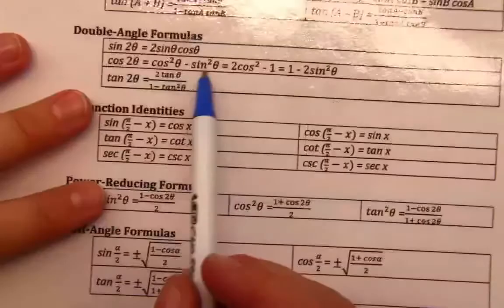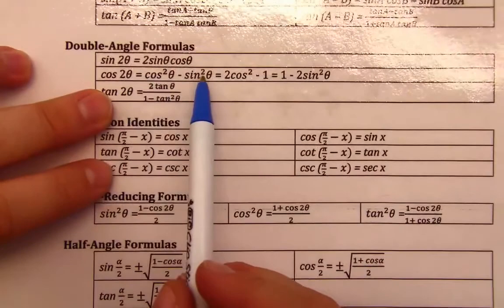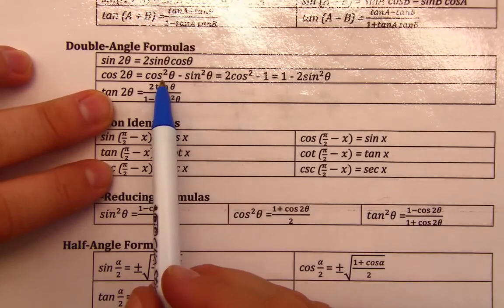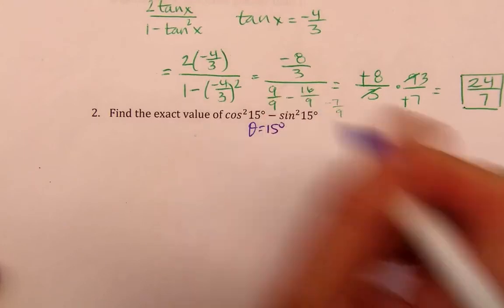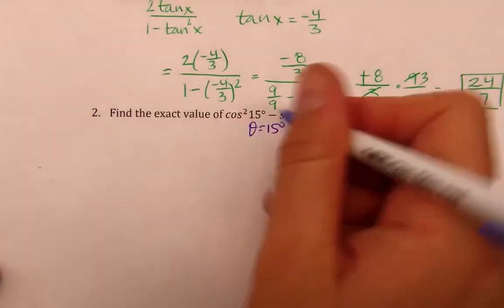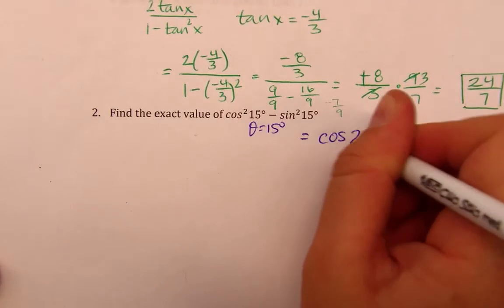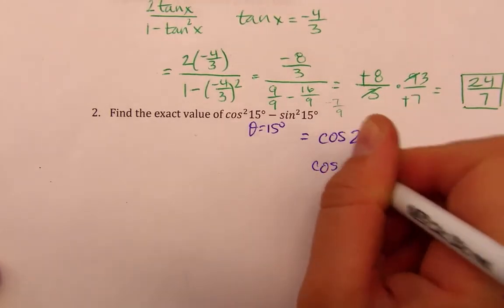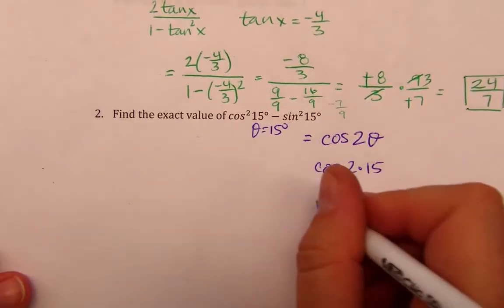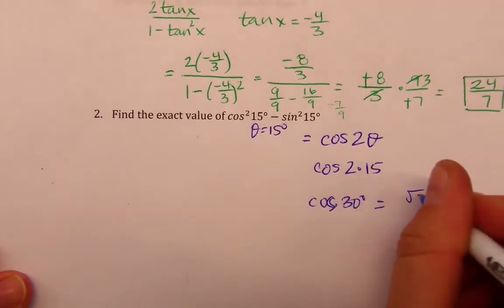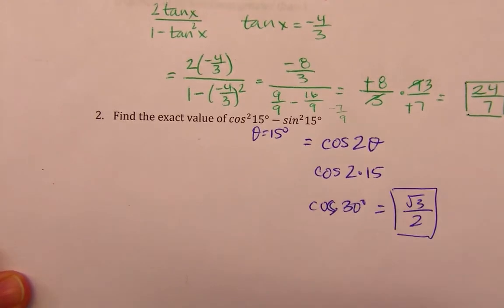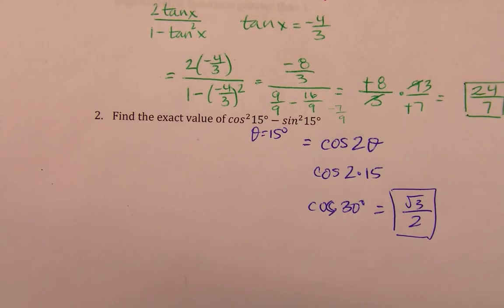Now, cosine of 2 theta is cosine squared theta minus sine squared theta. So, in this case, theta equals 15 degrees. So, this is equal to cosine of 2 theta, which would give us cosine of 30 degrees, which we know is root 3 over 2. And that's one of the ways that these identities make work a lot easier for us.